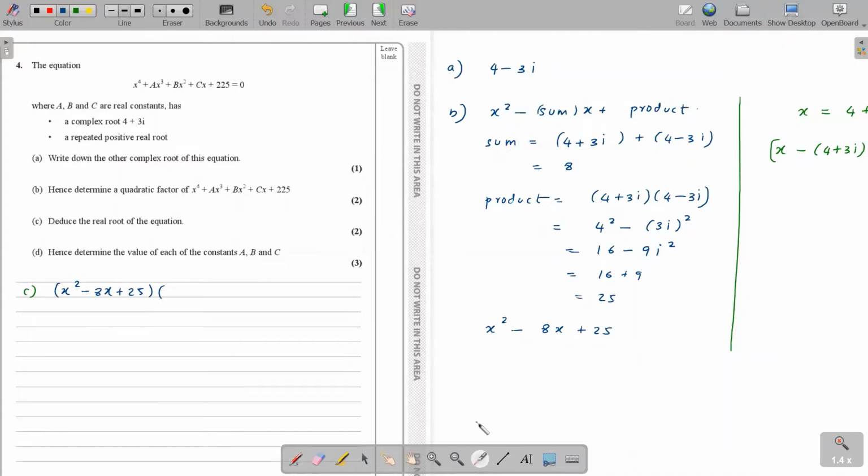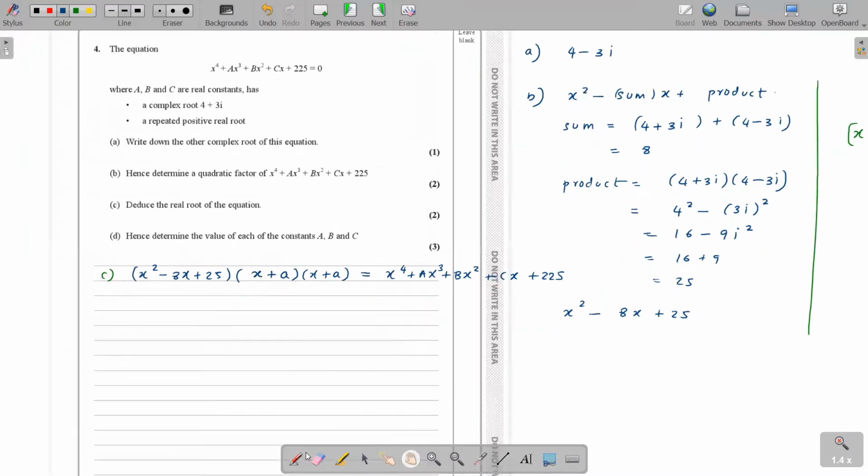And they do say this other quadratic factor is a repeated positive real root, which means what? You have something of the form x plus a into another x plus a, because it's a repeated root. So this is equal to what? X to the power 4 plus ax cube plus bx square plus cx plus 225. Basically, when you open this bracket, we need to get this. Are you with me?